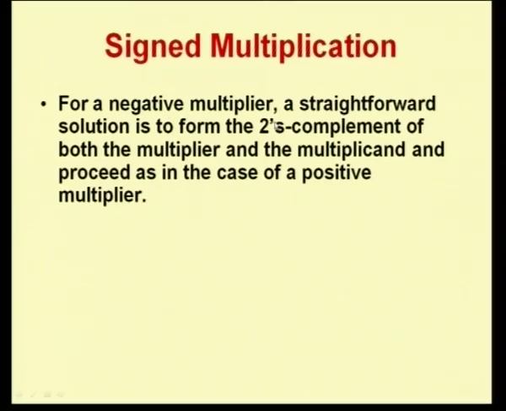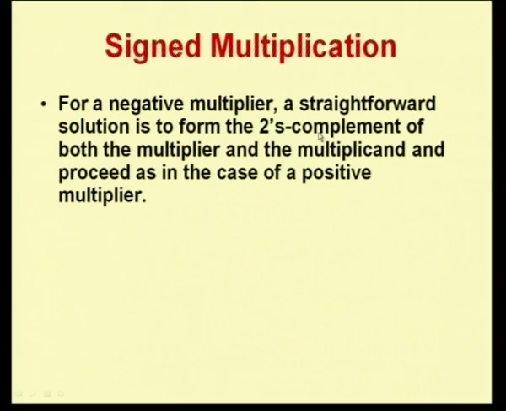Now this was good when we had a multiplicand being negative. Now what if the multiplier is negative? Okay. So what do we do if the multiplier is negative? A straightforward solution is to form the 2's complement of both the multiplier and the multiplicand and proceed as in the case of a positive multiplier, because remember this is also negative, that is also negative. So if you take the 2's complement of both and multiply, anyway it will be two positive numbers being multiplied. So you can treat it as two positive numbers being multiplied together, and just proceed as in the case of a positive multiplier.